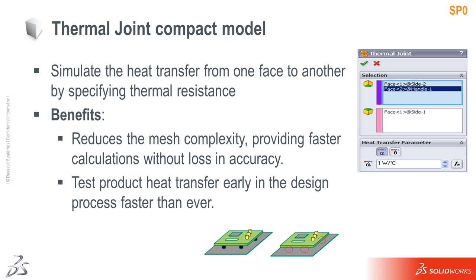You can transfer heat from one phase or assembly of phases to another phase or assembly of phases without modeling the conductor itself. Users then do not need anymore to resolve the legs by the mesh, which means fewer cells and then less solution time. It helps to simplify models and then reduce the mesh complexity, providing faster calculation without loss of accuracy. Users can then test products early in the design process faster than ever.